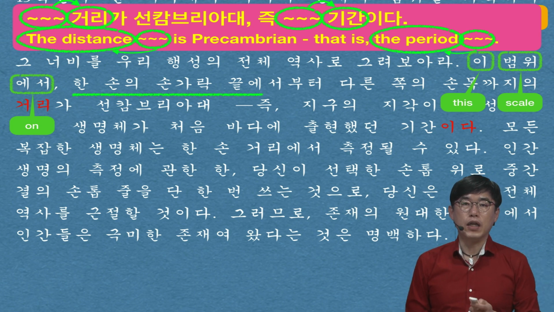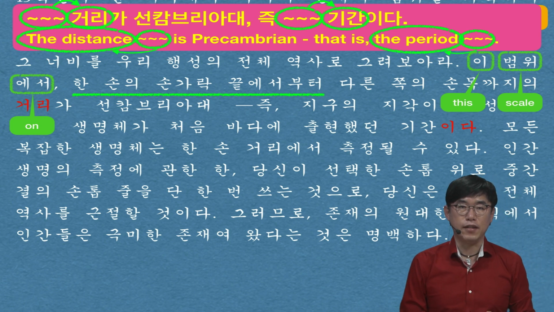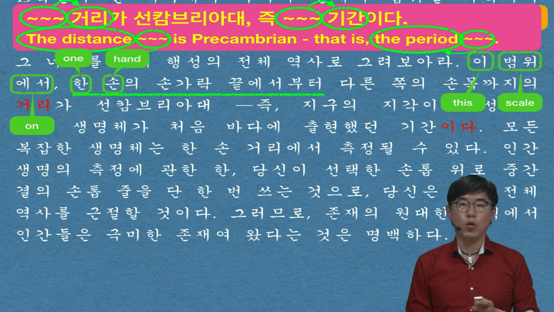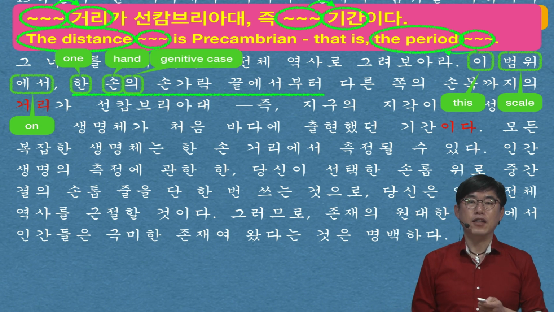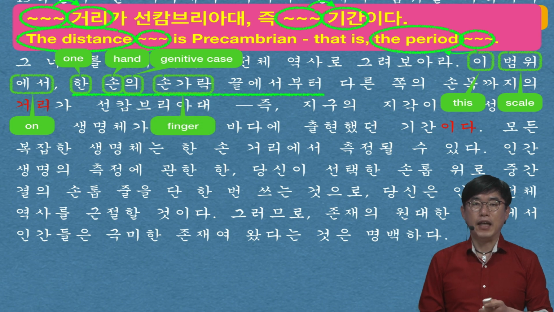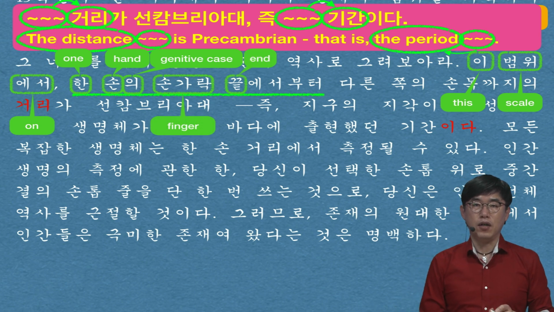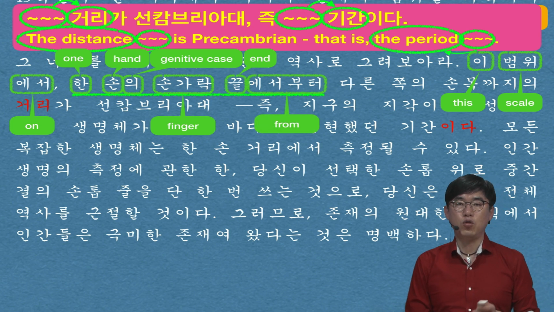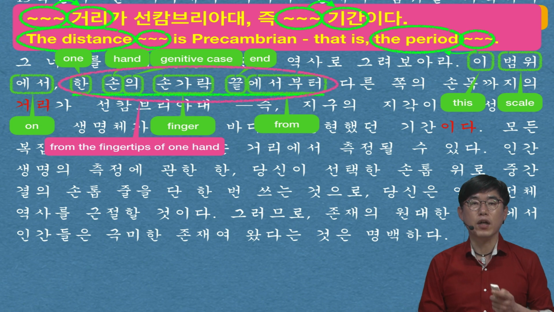한 손의 손가락 끝에서부터 is from the fingertips of one hand. 한 means one and 손 is a hand. And 의 is genitive case and 손가락 is a finger. And 끝 is a tip or the end. And 에서부터 is from. So 한 손의 손가락 끝에서부터 is from the fingertips of one hand.